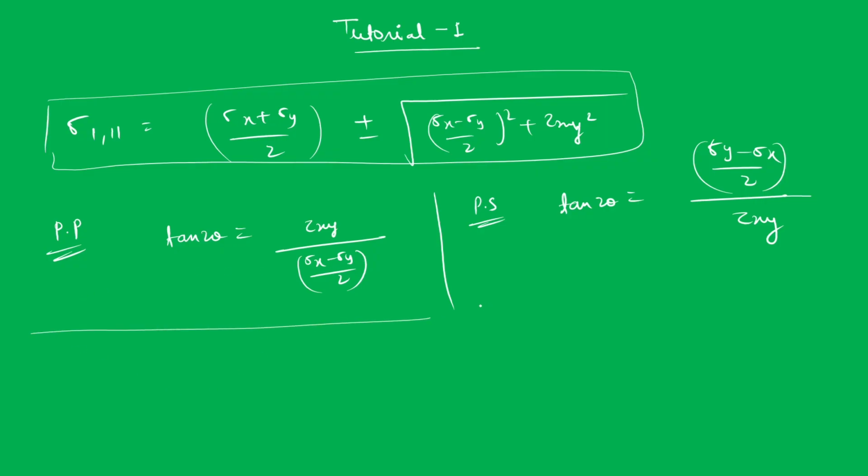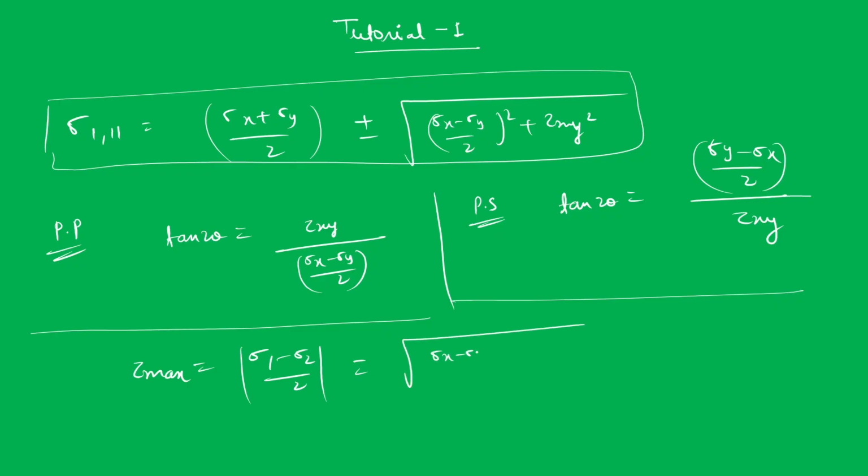Maximum shear stress, tau maximum. That would be the mod of (sigma 1 minus sigma 2)/2, or we can simply write this term as tau max. Or we can write it as the square root of ((sigma x minus sigma y)/2) whole squared plus tau xy whole squared. Then there are some stress area functions and all.